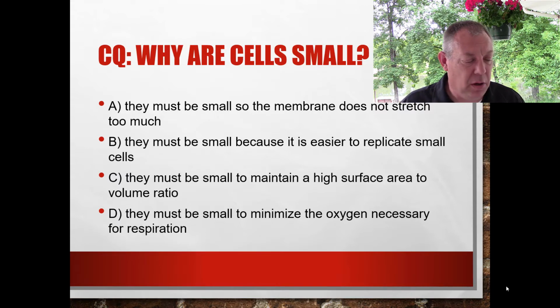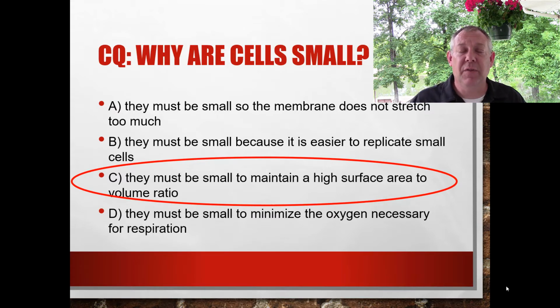So I've made the point that cells are small, and so now let's ask the question, well, why? Why are cells small? So the membrane doesn't stretch too much? Because they're easy to replicate when they're small? To maintain a high surface area to volume ratio? Or to minimize the oxygen needed for respiration? Well, the answer is C. It's all about surface area to volume ratio.